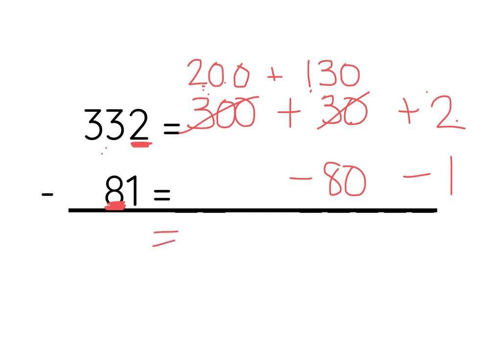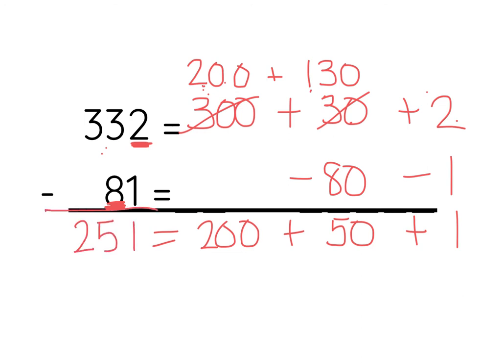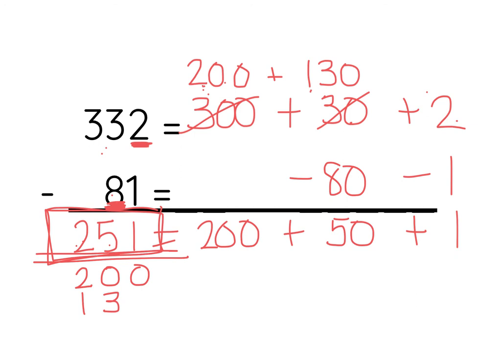Subtract 200 minus 0 equals 200. 130 minus 80 equals 50. 2 subtract 1 equals 1. 251. Let's do a fast partial sums. 200 plus nothing equals 200. 80 plus 50 equals 130. And then 1 plus 1 is 2, so I'm just going to put that 2 with the 130. And I'm back to 332.